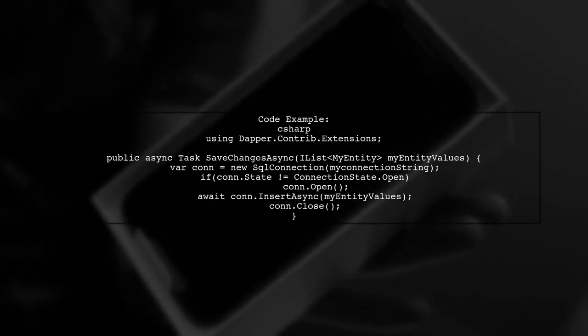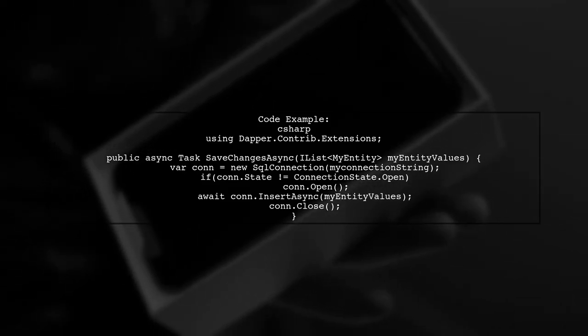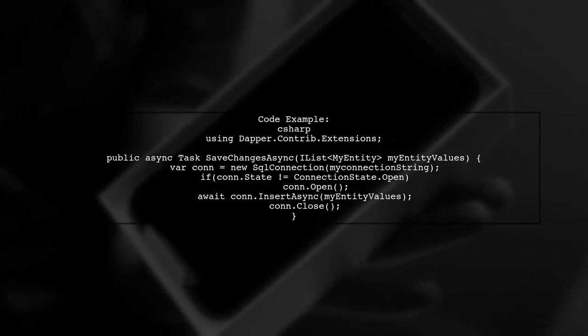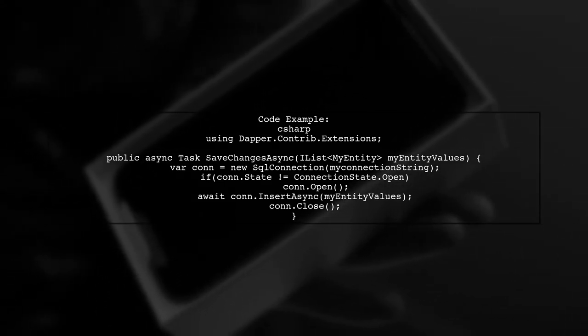Here's a quick code example for saving changes asynchronously using Dapper. Open a connection, insert the entities, and then close the connection.